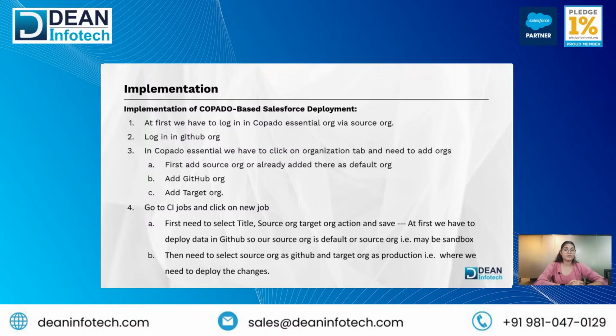Now we will have to create a CI job. For that, first select the title, source org, target org, and action, and save. At first, we have to deploy the data to GitHub, so our source org is the default source org, which may be the sandbox. Then we need to select the source org as GitHub and the target org as production, where we need to deploy the changes.